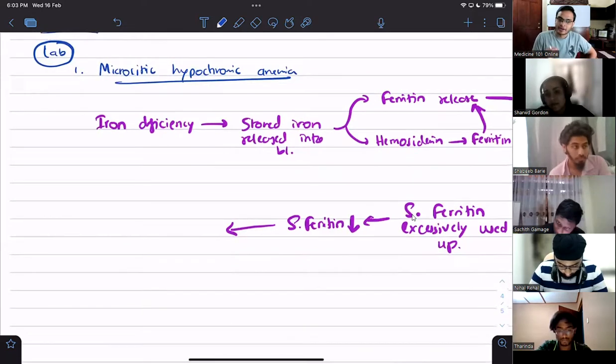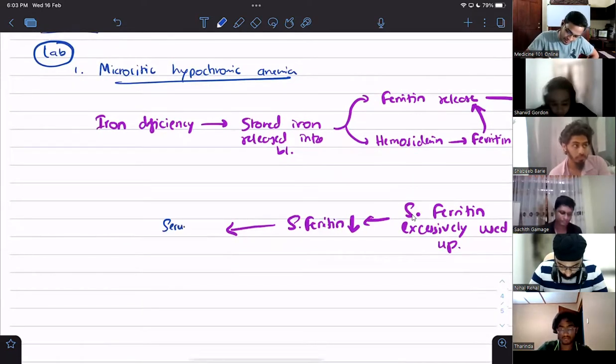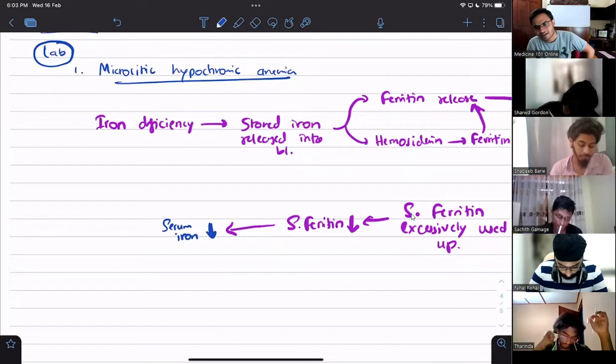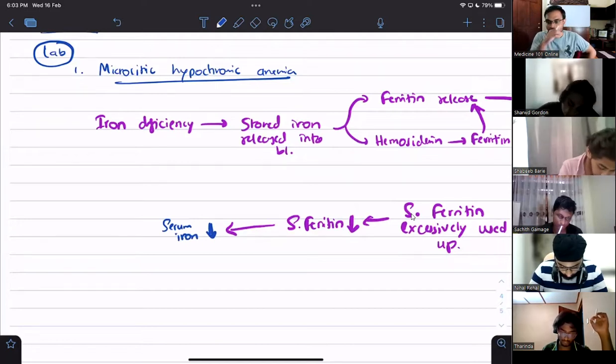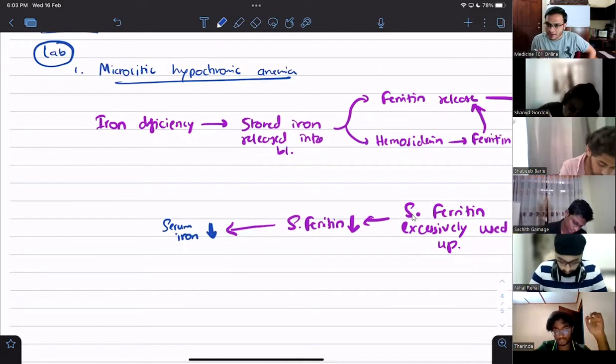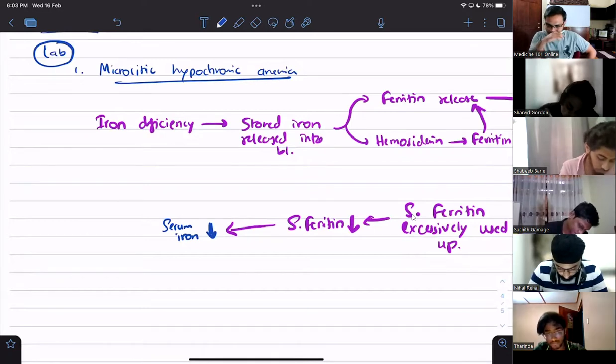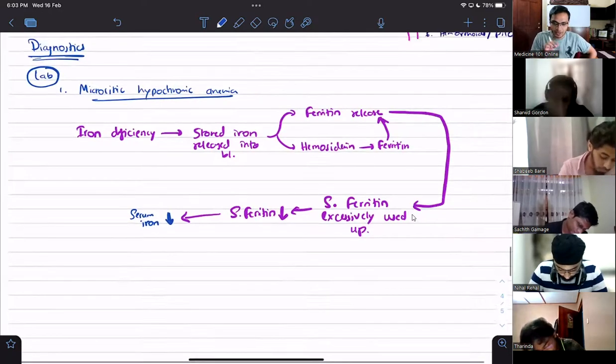When serum ferritin reduces, serum iron reduces. What is serum iron? Transferrin bound with iron. Transferrin bound with iron reduces. Right? We are going step by step. We are going through all these steps one by one.